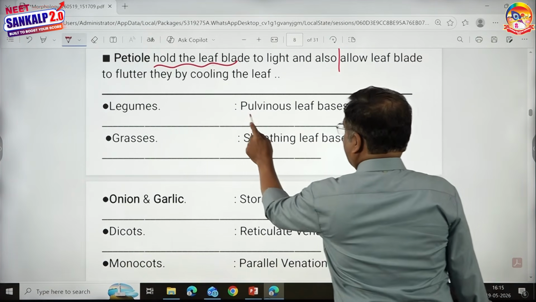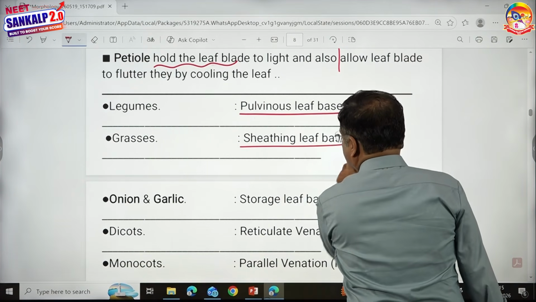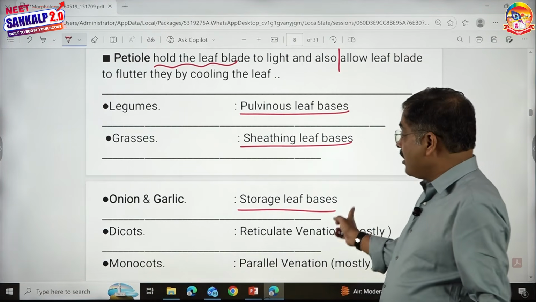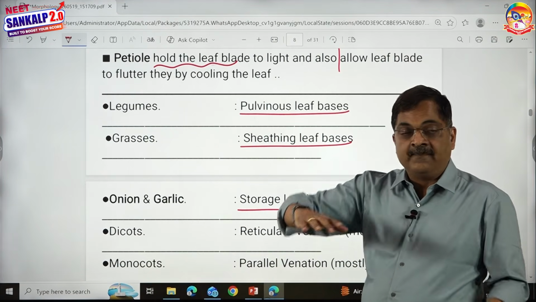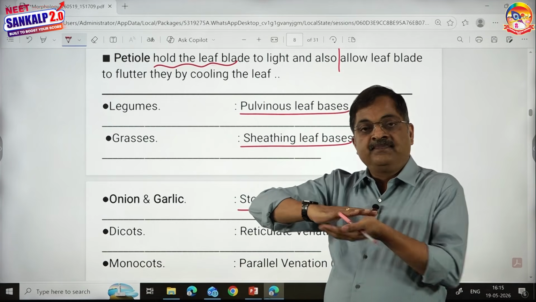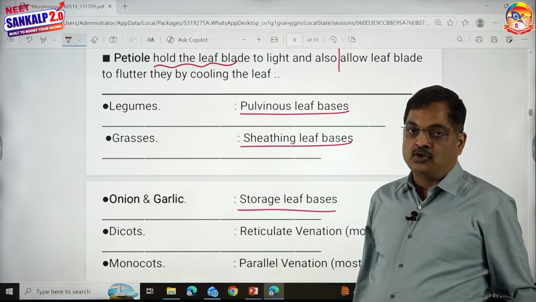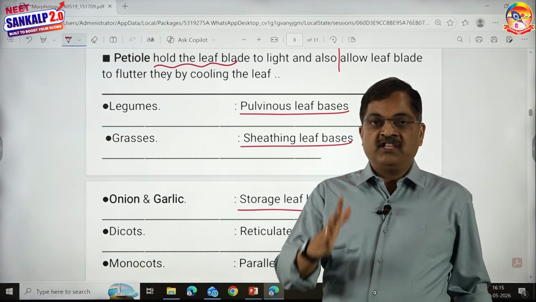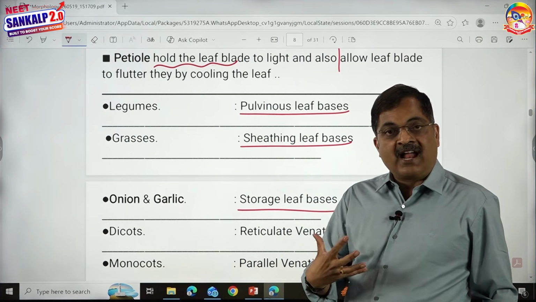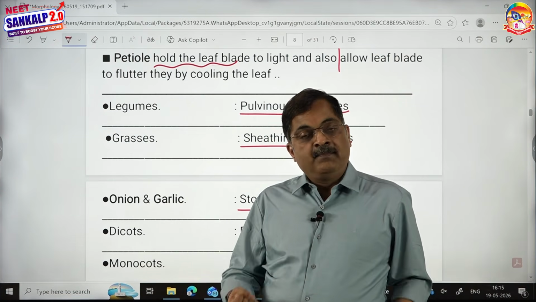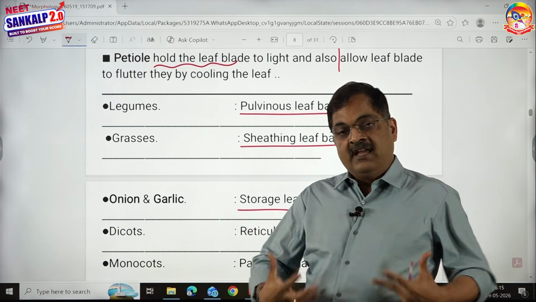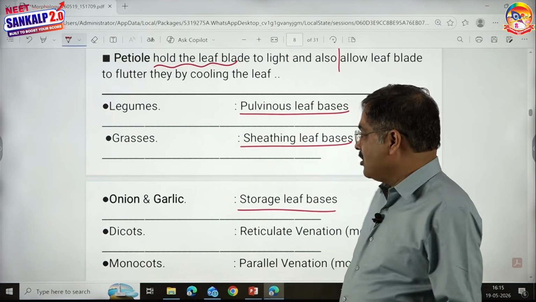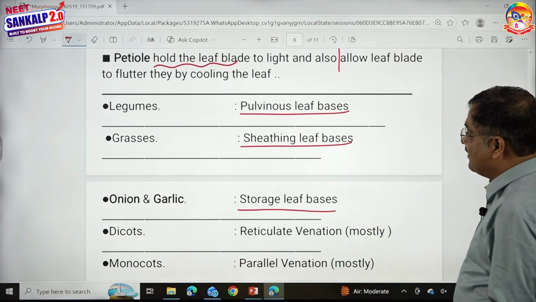We have got 3 types of leaf bases: pulvinous leaf base, sheathing leaf base, and storage leaf base. Already in onion and garlic, you have seen the stem is highly condensed. So leaf bases are going to store food. So what you eat in onion and garlic are nothing but sheathing leaf bases. You're going to cry when you cut onion. You know why? Because sulfur compounds are present in these storage leaf bases, which on reaching your eyes make you cry. It's not a real cry. Of course, you never cry at all.